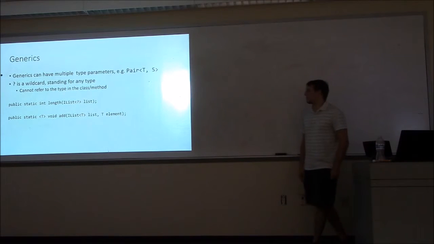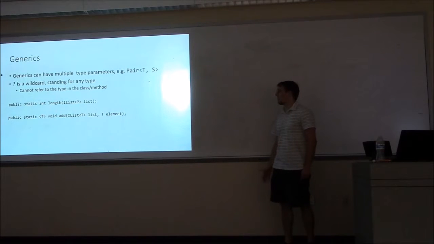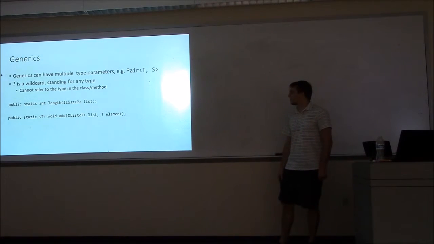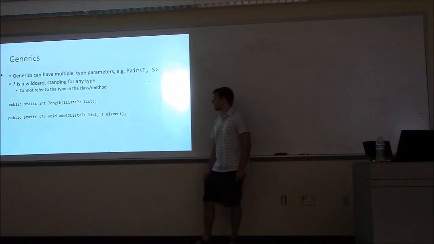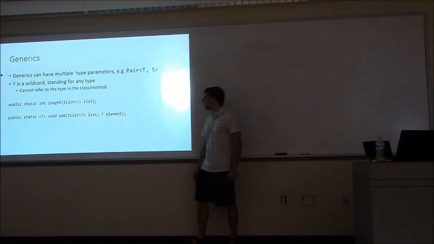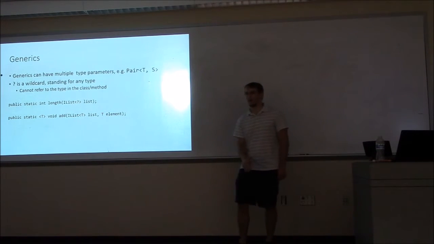Generics can also have multiple type parameters. You just give it multiple names separated by a comma. Now, the question mark is a wildcard, so it can stand for any type, but you can't refer to the type in the class or method. So I have two examples here, public static int length. So this is if we were to write a standalone function for finding the length of a list. The list could be of any type, and we don't actually care what's in it, because we're just going to count the elements.